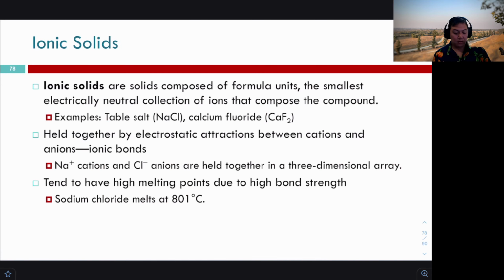In ionic solids, which are composed of formula units, the individual atoms of an ionic solid are held together by electrostatic attractions between cations, remember those are positive charges, and anions, which are negative charges. So it's like this. Cations are positive, anions are negative.